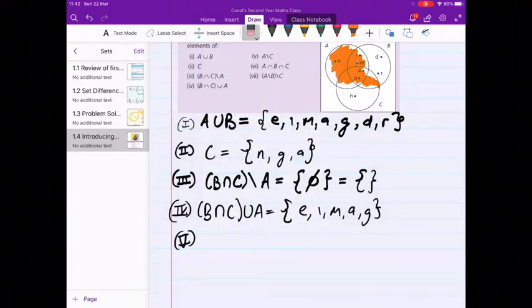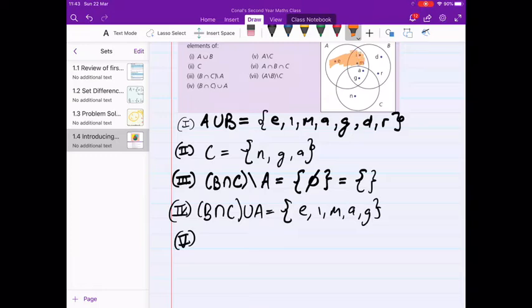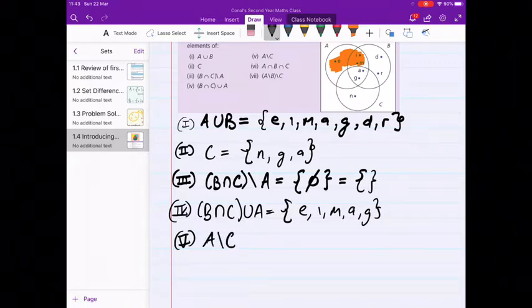So the fifth one is A without C. So we need to look at the set A here and exclude C from it. So this is the parts of A that are not in C. So E, I, and M. So A less C is equal to E, I, and M.